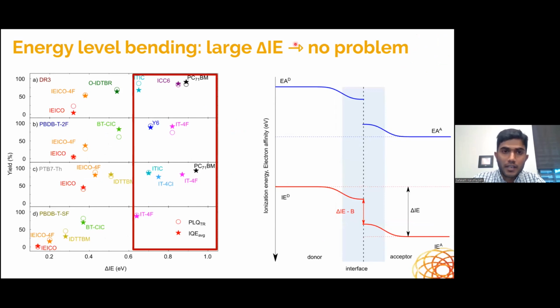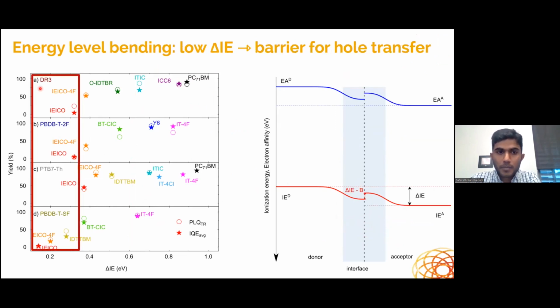Let's consider the high offset system, like the high performance system. Even though the energy level bending is there, it is still within the allowed transition range. So we will have some voltage loss, but we can have a charge transfer, hole transfer. But in the case of the very poor performing one, the IE offset is low, somewhere here. And if you have energy level bending, it goes up because of the quadrupole moment. Basically you cannot have charge generation in this way in the poor performance solar cell.